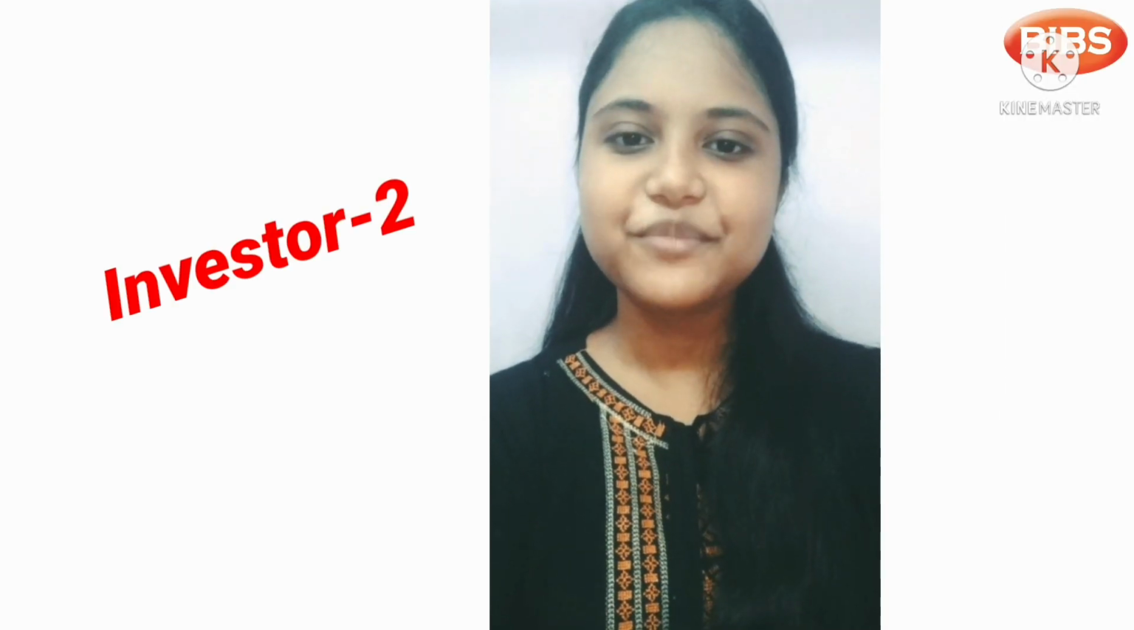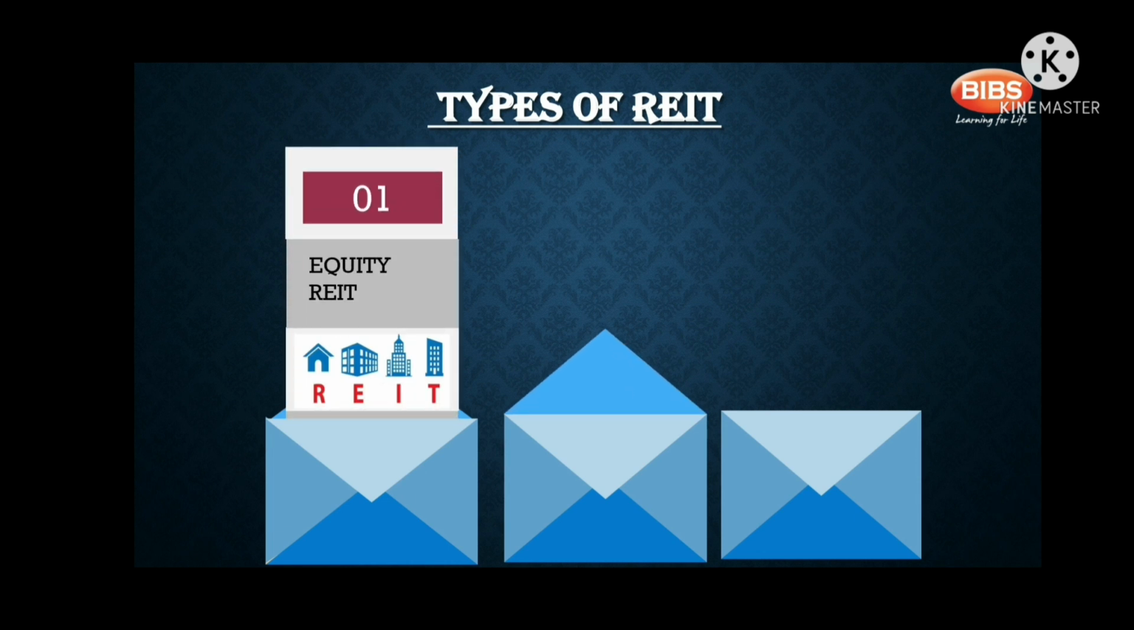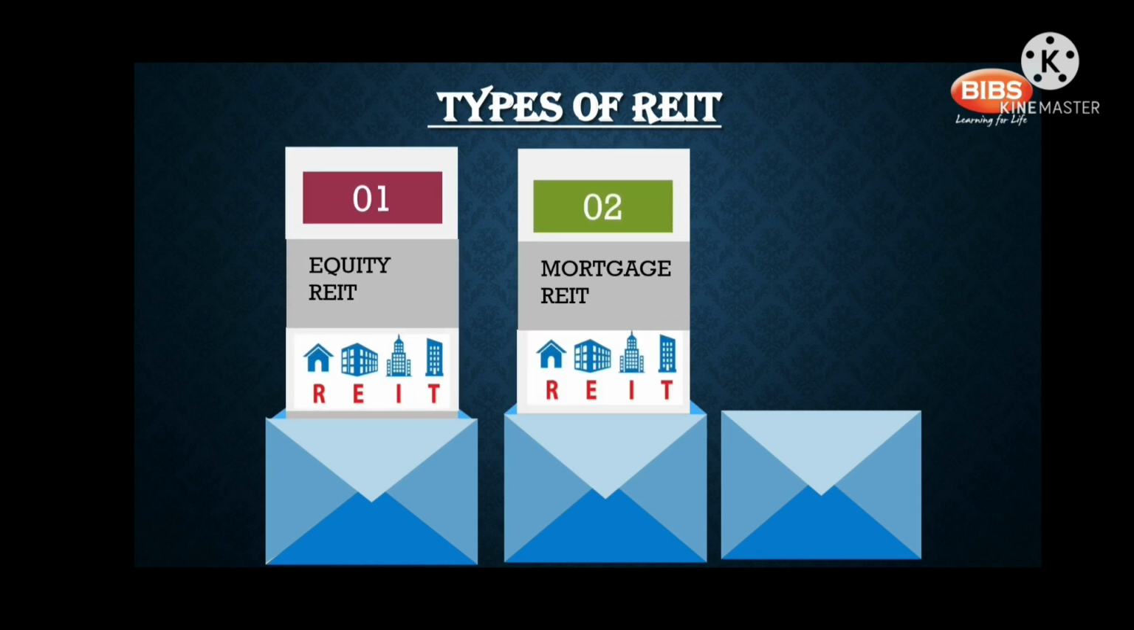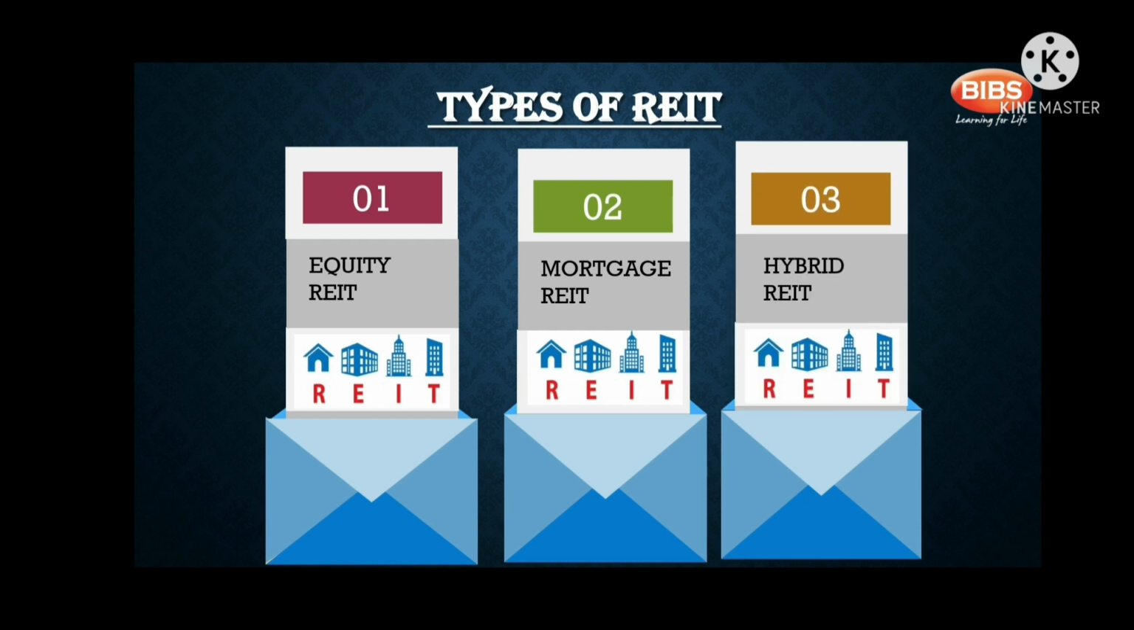Okay, but how many types of REITs are there? Basically, there are three types of REIT. First is equity REIT, second one is mortgage REIT, and last one is hybrid REIT. Then what is meant by equity REIT, mortgage REIT and hybrid REIT?